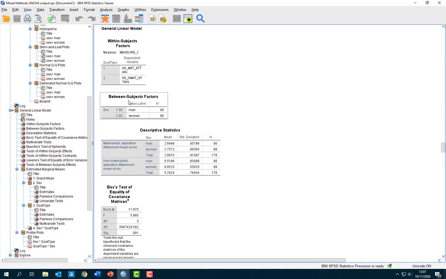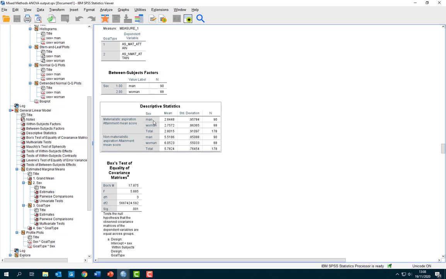Within the between subjects factor box here, that was already set up really for us, so we just want to make sure we've chosen the right variable. If we're having a look to start with, it might be useful just to have a look at the means for each of the gender groups for each of our levels of goal type on attainment. So this can be useful just to get a sense of the patterns.